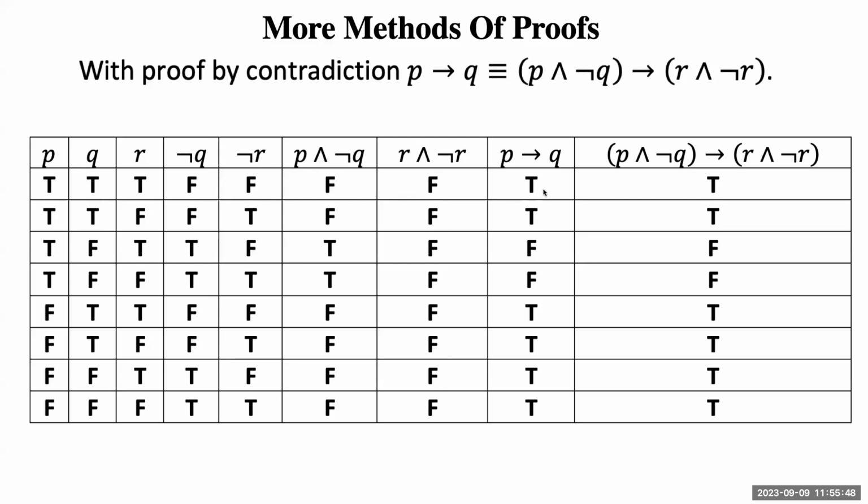So now we do P implies Q. True implies true is true. True implies true is true. True implies false is false. True implies false is false. Since P is false, all the rest will be true.